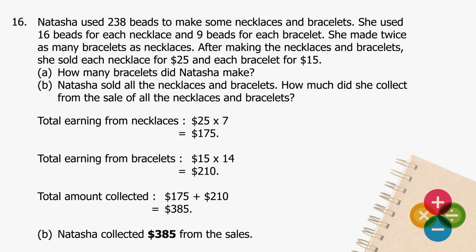The total earning from necklaces will be multiply $25 by 7, and the product is $175. The total earning from bracelets will be multiply $15 by 14, and the product is $210. The total amount collected will be add $175 to $210, and the sum is $385. B. Natasha collected $385 from the sales.